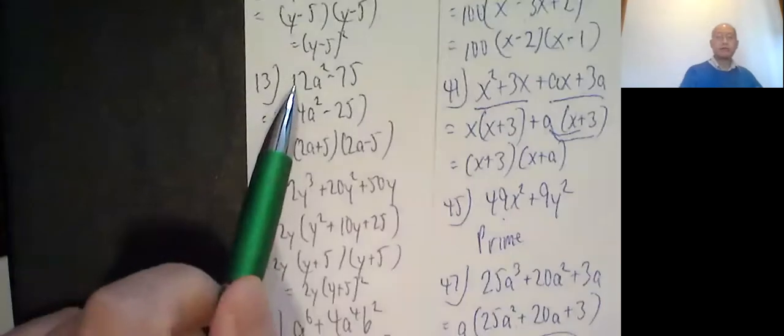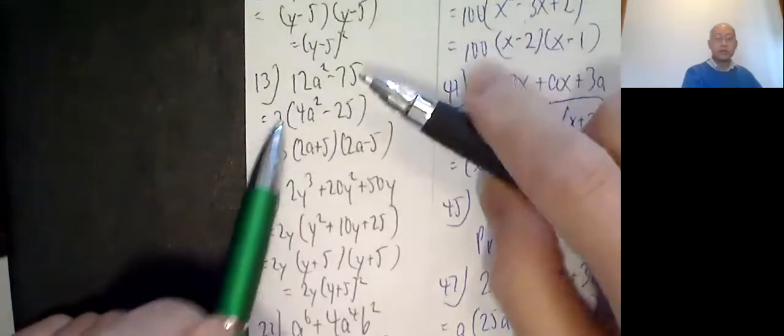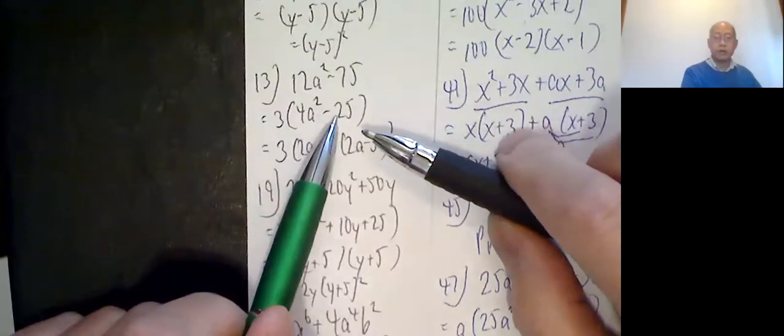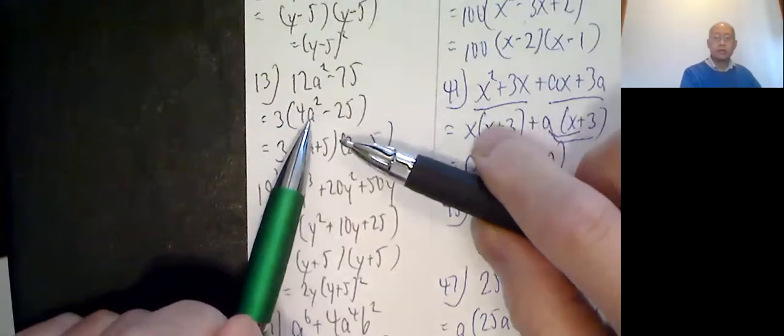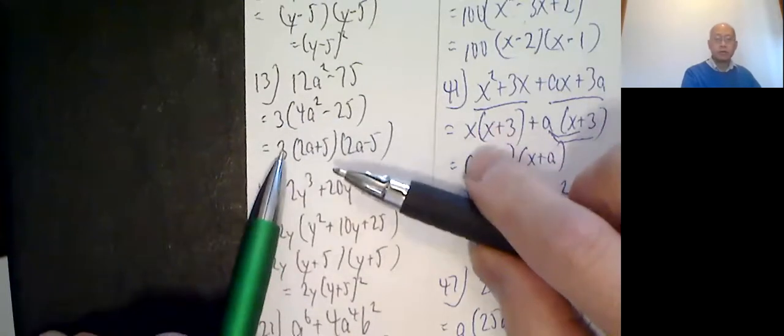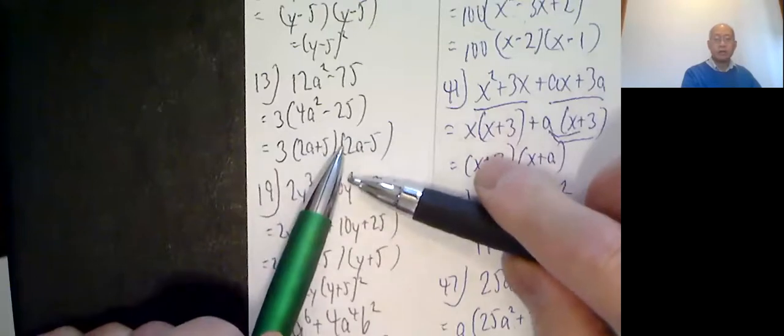13, take out the GCF, greatest common factor, which is 3. 4a squared minus 25. This is the difference of two squares. What do I square to get this? 2a. What do I square to get this? 5. So 3, 2a plus 5, 2a minus 5.